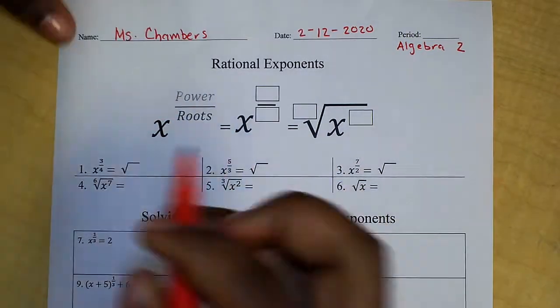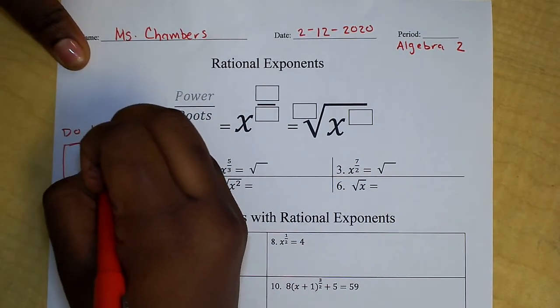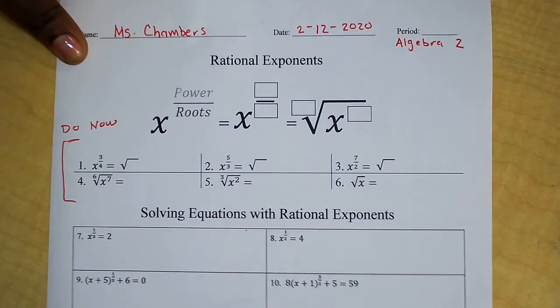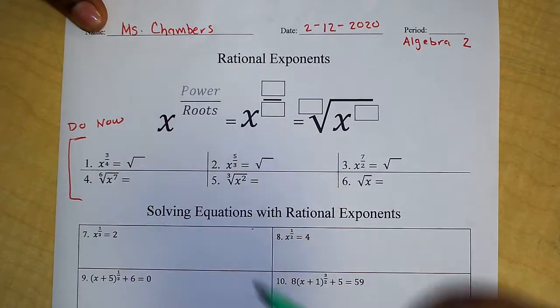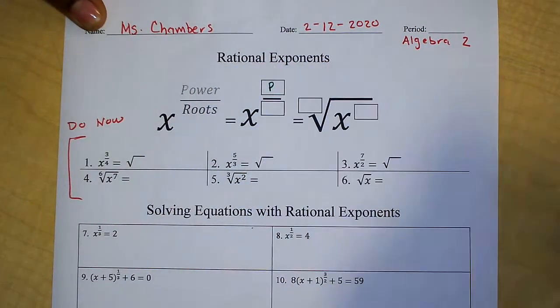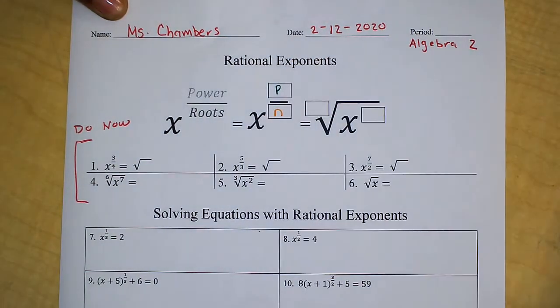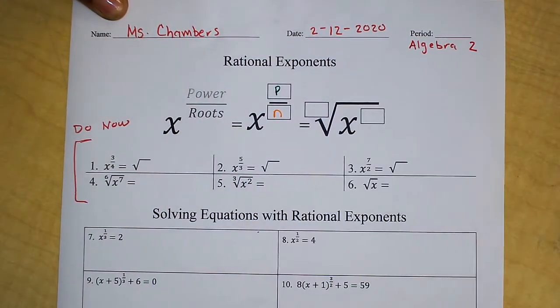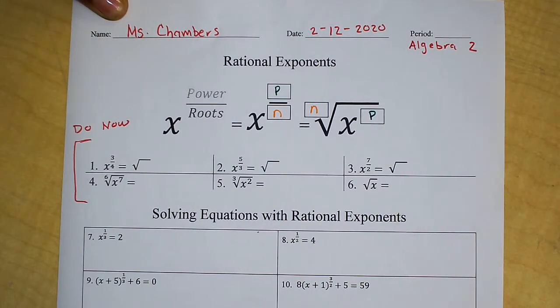So this first part here, this was the do now. If you were in class, this was the do now. And if you took notes on the PowerPoint from last class, then we know that our power would be the number that's on top, and our root is the number in the bottom. So the way we set it up is the power is the number on the inside and the root is the number on the outside.